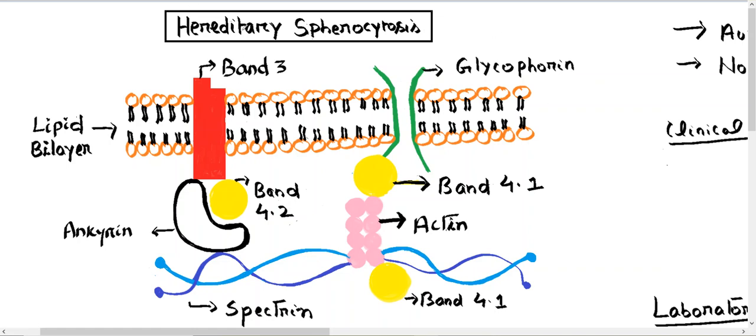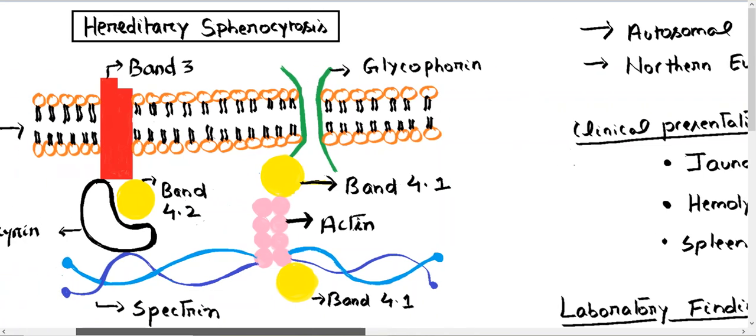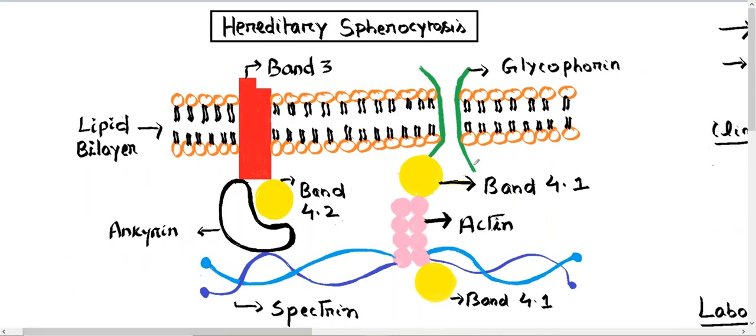So talking about this disease, this is a hereditary condition. It's autosomal dominant in 75% of cases and mainly seen in Northern European descent. And as it is an autosomal dominant condition, there will be a problem in the structural proteins, unlike the autosomal recessive condition where there is a deficiency of enzymes.